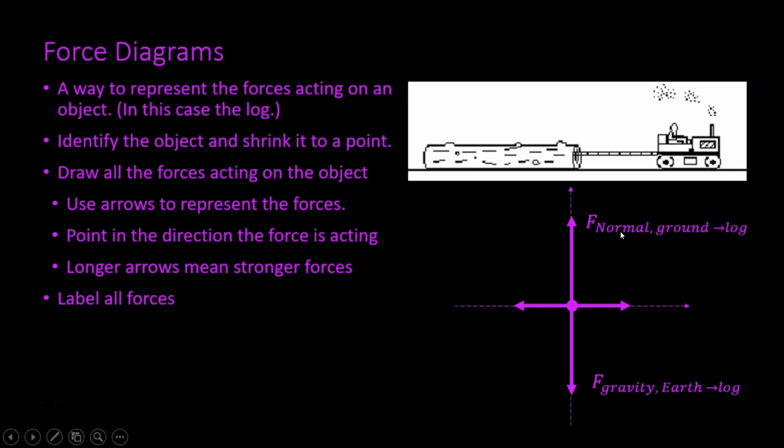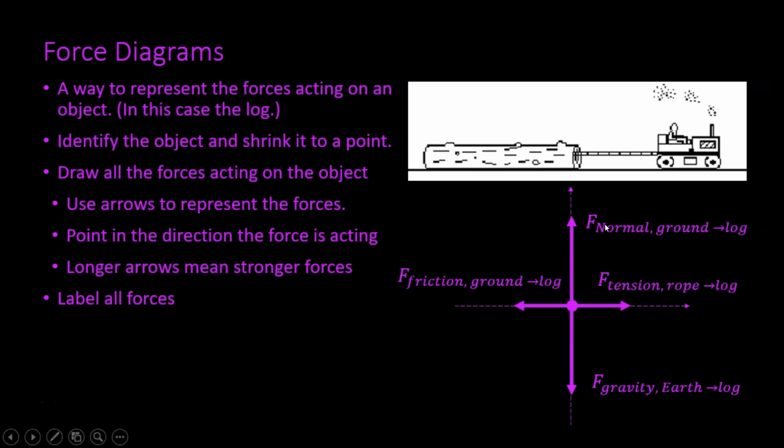It's a normal force because it's two solid surfaces, the ground and the log, and the ground is pushing on the log. Next, this force acting to the right is a tension force because the rope is pulling the log, and tension is a pull force. Finally, we have the friction force because the ground is pushing parallel to the log and it's hindering the motion, so that makes it a friction force.